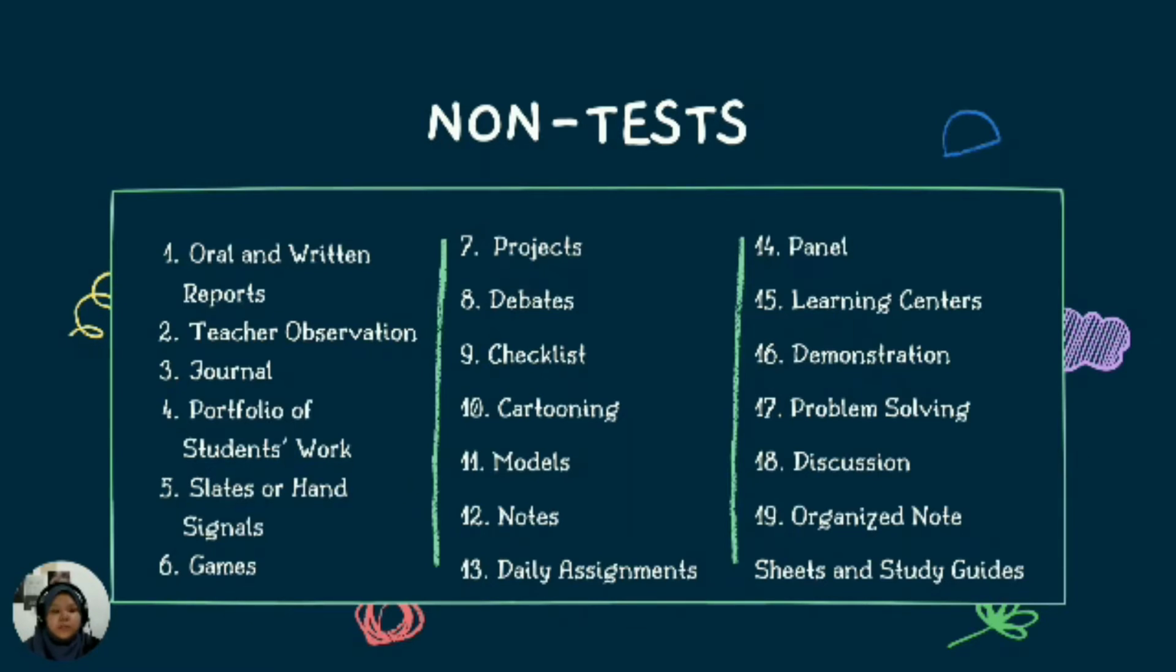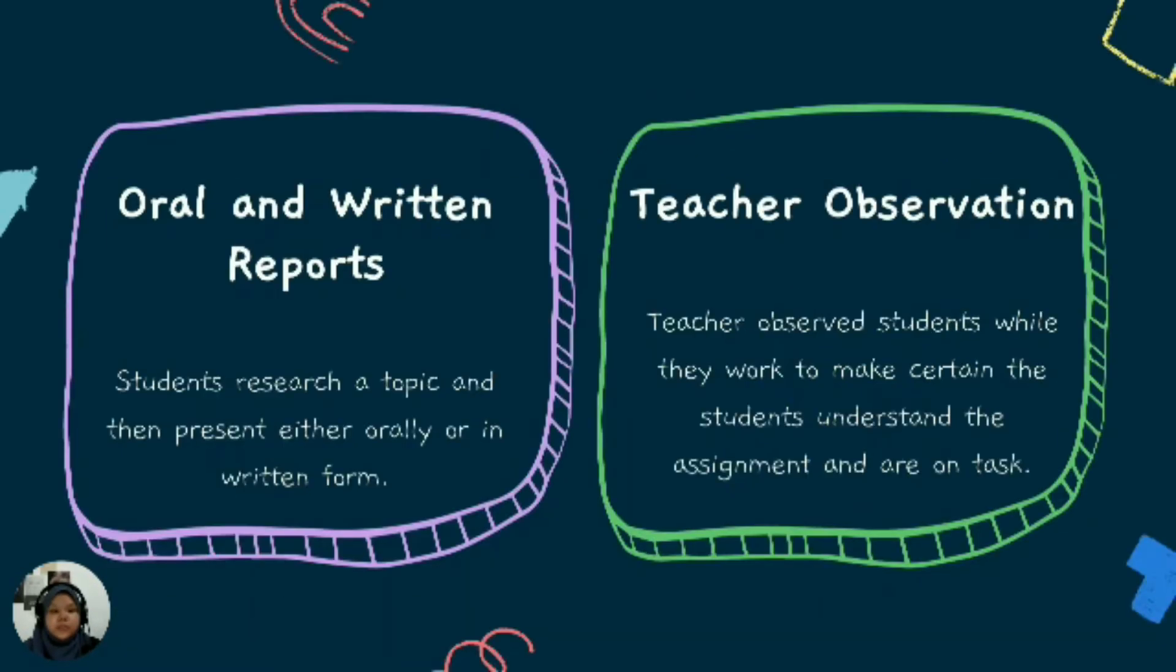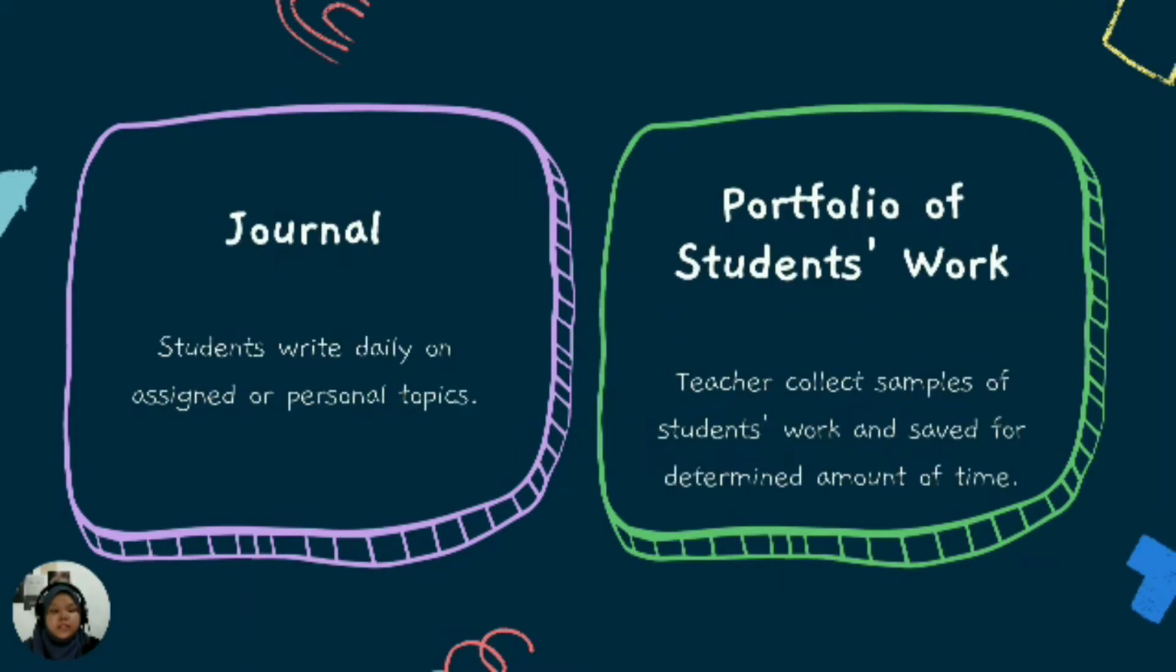Okay, so the first one is oral and written reports, where students research a topic and then present either orally or in written form. The next one is teacher observation, where the teacher observes students while they work to make certain the students understand the assignment or are on task. The third one is journal, where students write daily on assigned and personal topics, followed by portfolio of students' work, where the teacher collects samples of students' work and saves them for a determined amount of time.